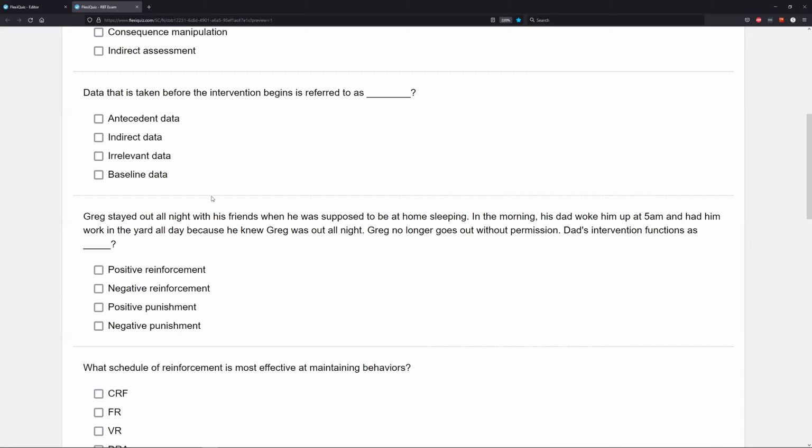So C is out. That leaves us with D, baseline data. That, of course, is our answer. Baseline is the data taken before intervention starts. It's where the skill currently sits or exists before any teaching is done. That is our baseline data. If you were to graph it, it would be your initial data points, and then you would have a change line, intervention would start.